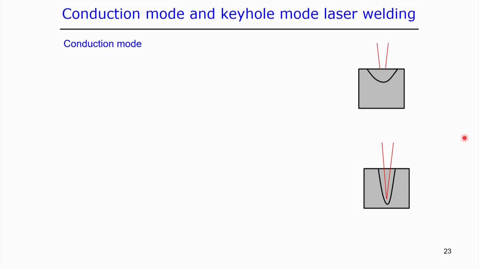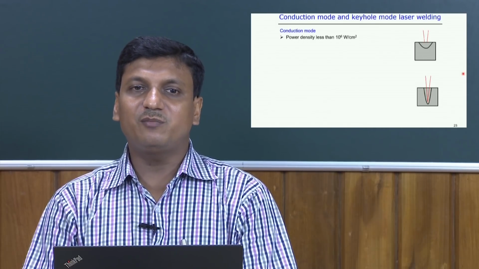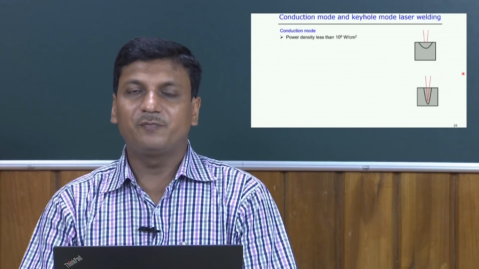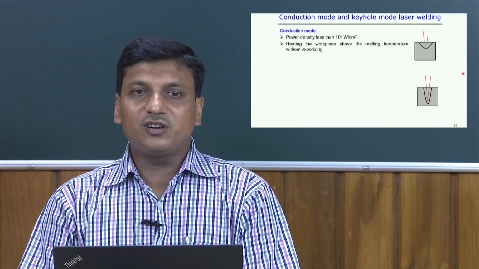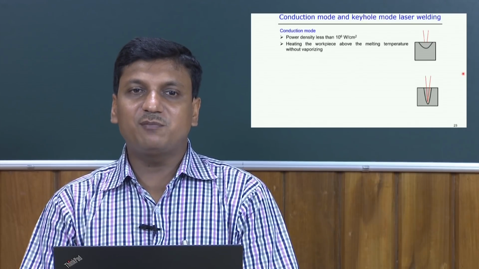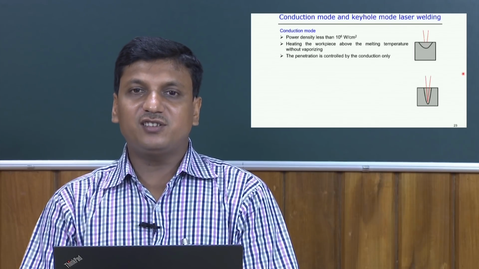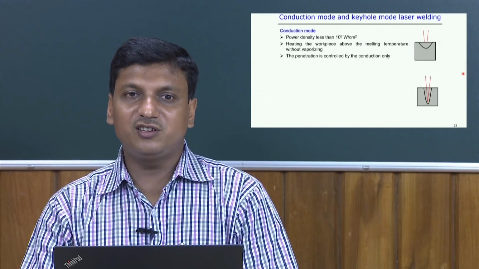A typical characteristic of the conduction mode laser welding process is that the power density is less than 10 to the power 6 watt per centimeter square. This is the threshold value. We decide whether it is conduction mode or keyhole mode laser welding by measuring the power density of the laser. Power density can be estimated as the laser power divided by the cross-sectional area over which it is falling. In conduction mode, we simply heat the workpiece above the melting temperature without vaporizing the material. So, penetration is controlled by conduction only, and there is no formation of any keyhole.